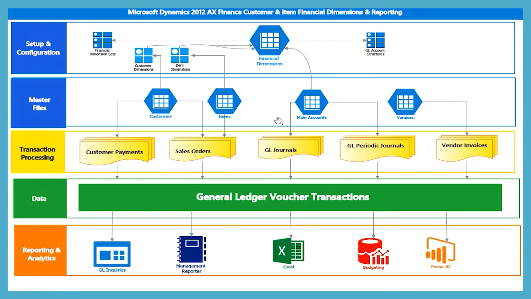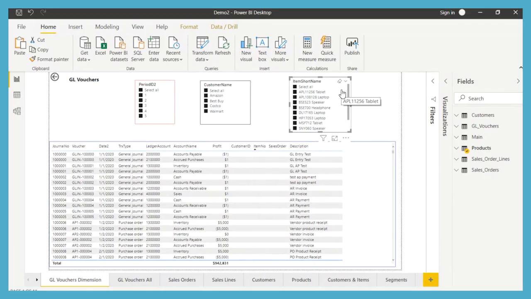So that kind of wraps up our demonstration portion of the system. I just want to recap what we showed you. We showed you the financial dimensions, setup configuration, along with the master files. We showed you how these transactions inherit those dimension sets, if you will, and process those to the general ledger. And we showed you budgeting, we showed you Excel, we showed you Management Reporter, and we showed you different inquiries within D365.